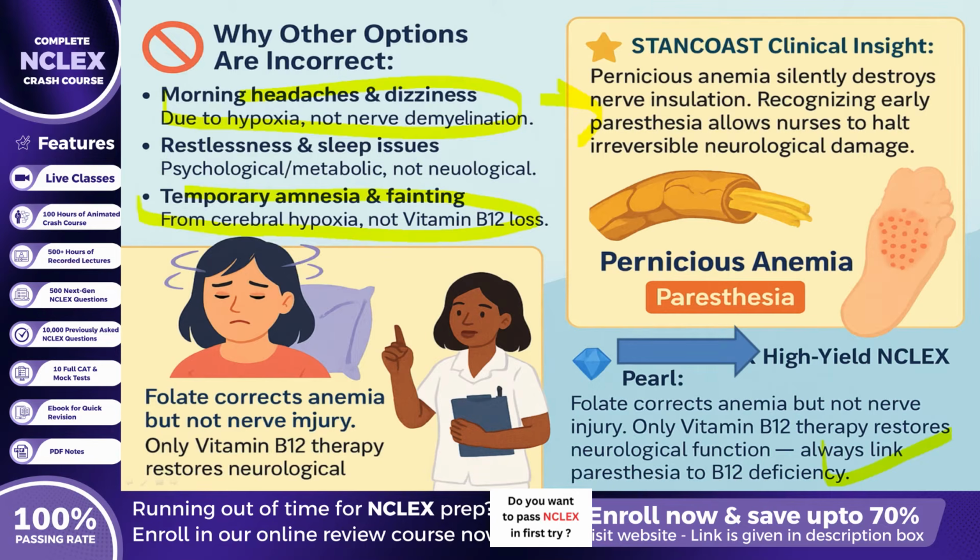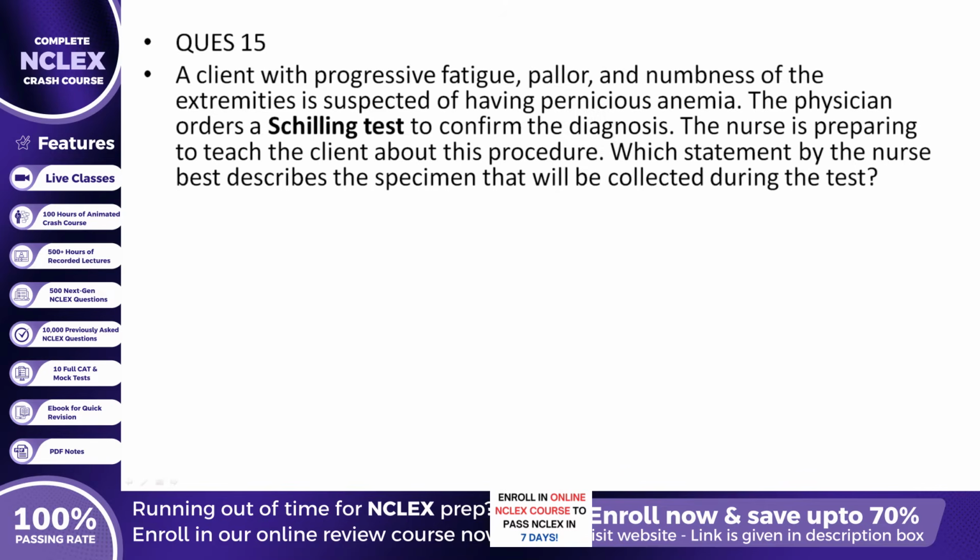Let us now dive into this fascinating hematology-based diagnostic scenario that blends pathophysiology with clinical interpretation. A client presenting with progressive fatigue, pallor, and numbness in the extremities is suspected of having pernicious anemia. To confirm the diagnosis, the physician orders a Schilling test, and the nurse is preparing to educate the client about this procedure. The question asks which specimen will be collected during the test.